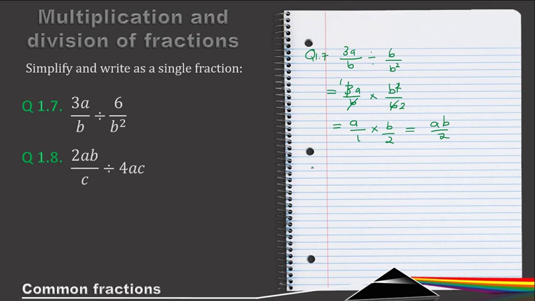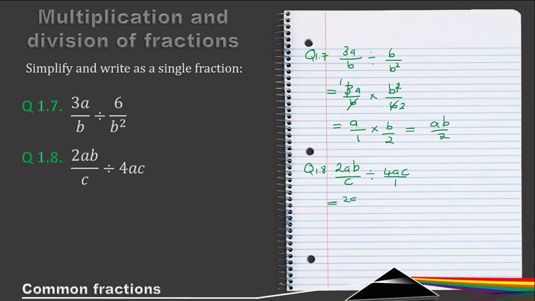Then finally for question 1.8, I've got 2ab over c divided by 4ac. Now, because this is division, the first thing I'm going to do is, this doesn't look like a fraction, but what we can do is change it by putting it over 1. So now we can work with it as a fraction. So whenever you have a number and you're busy working with fractions and you need to do calculations, put it over 1, then you can treat it as a fraction or work with it as a fraction.